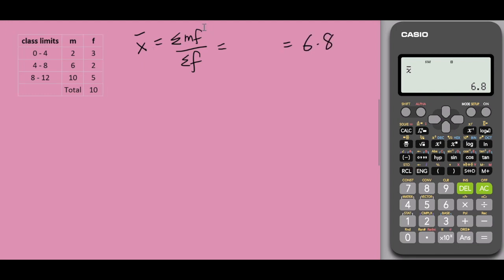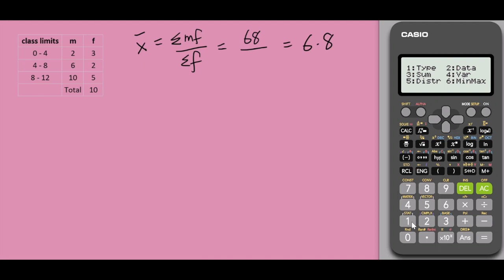And to get the values of the sum of MF and the summation of F, I simply go to Shift 1 again, select 3, and the summation of MF is equal to the summation of x over here, so I select 2. That gives me 68. Shift 1. I select 4. By selecting 1, this gives me the summation of F, which is 10.